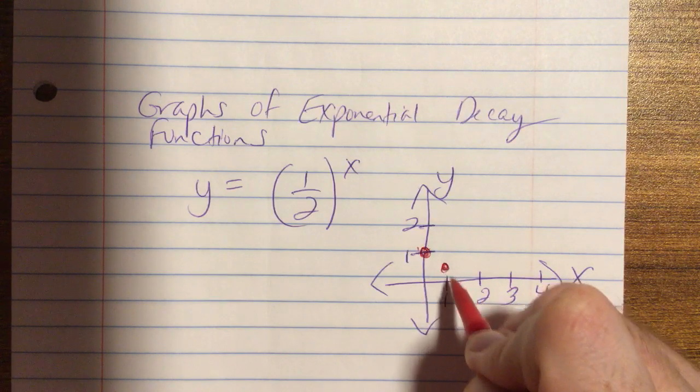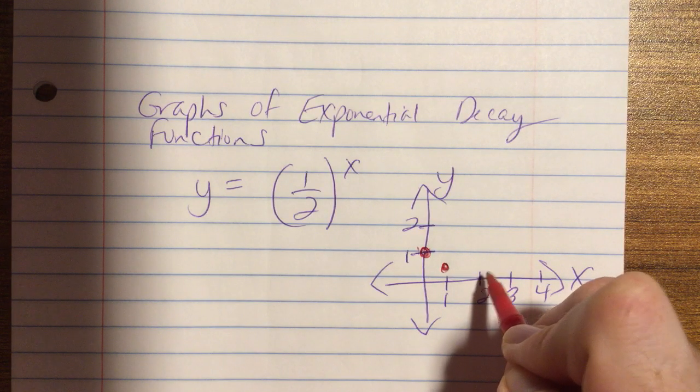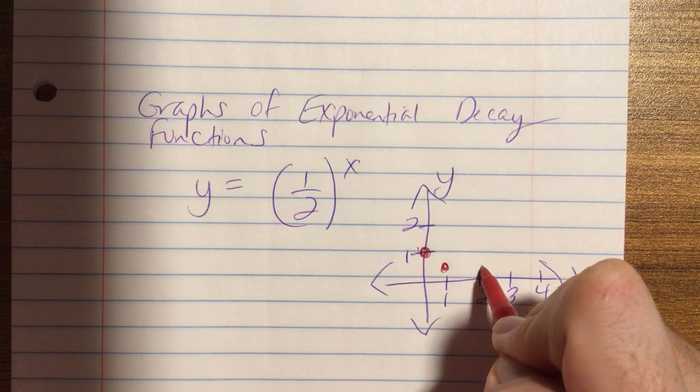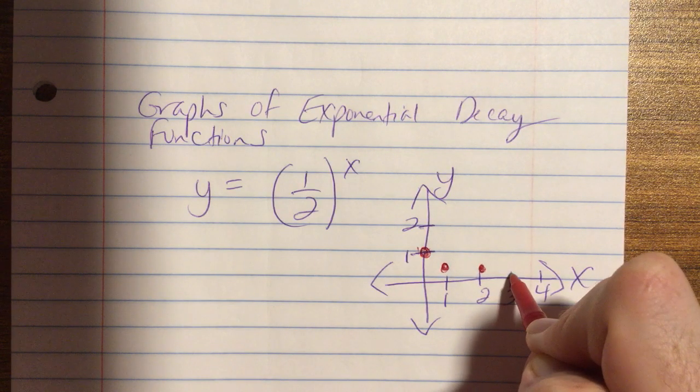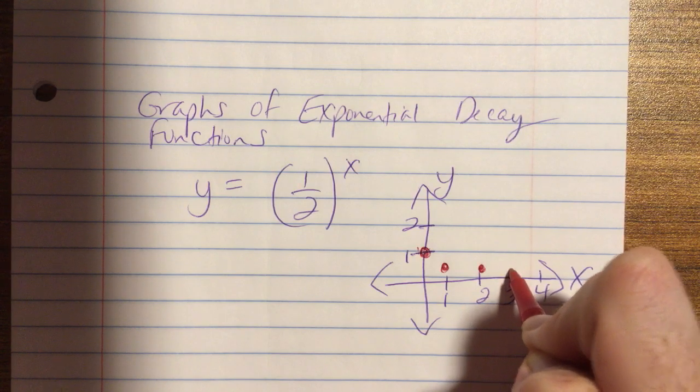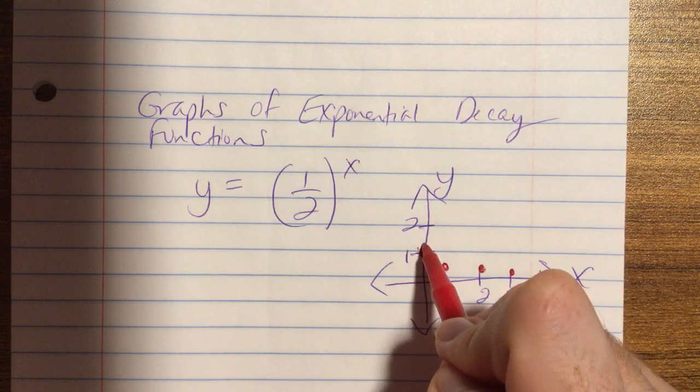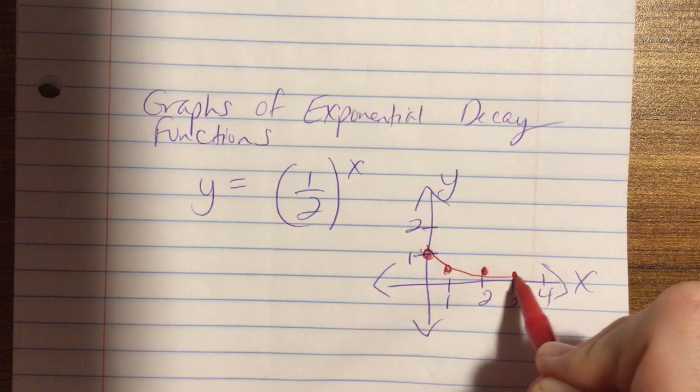I'm going halfway up the box. When x was 2, y was 1/4, so I'm going to go 1/4 of the way up the box. When x was 3, you had 1/8, so we're getting closer. And this is the way that this graph would behave.